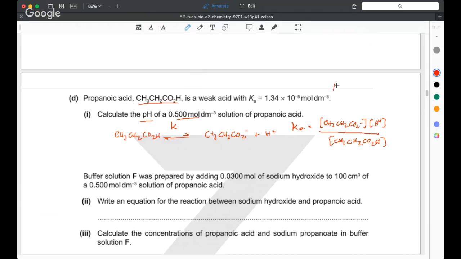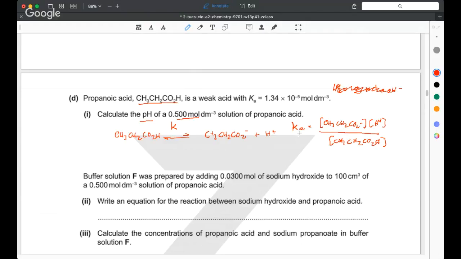The other assumption we're making is that these hydrogen ions here only come from the dissociation. Now, you may know that water itself dissociates, so there's a small number of the hydrogen ions that contribute to the pH that are coming from the dissociation of water. But that's something that we're going to ignore as well. We're assuming that all these hydrogen ions here come from the dissociation of propanoic acid.